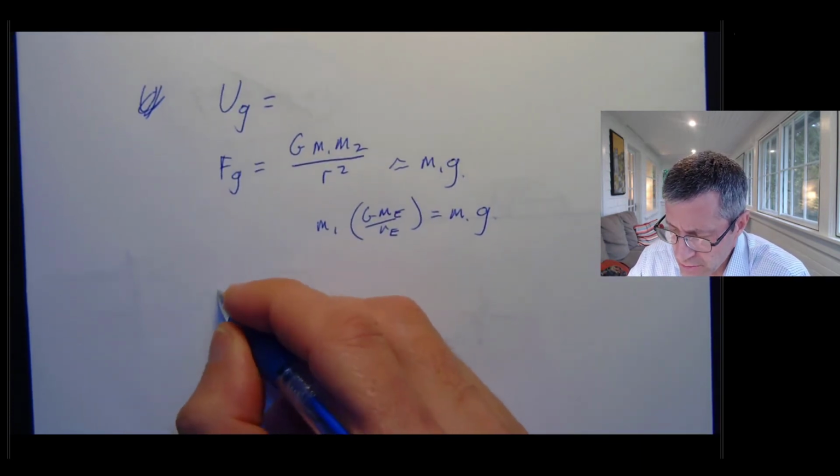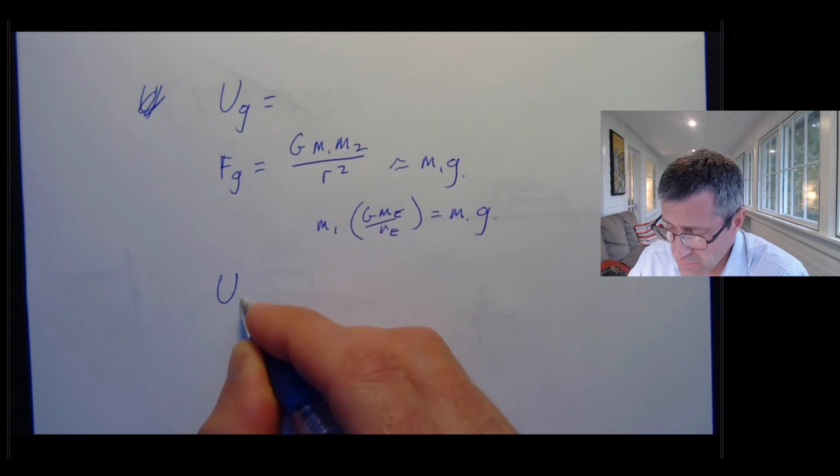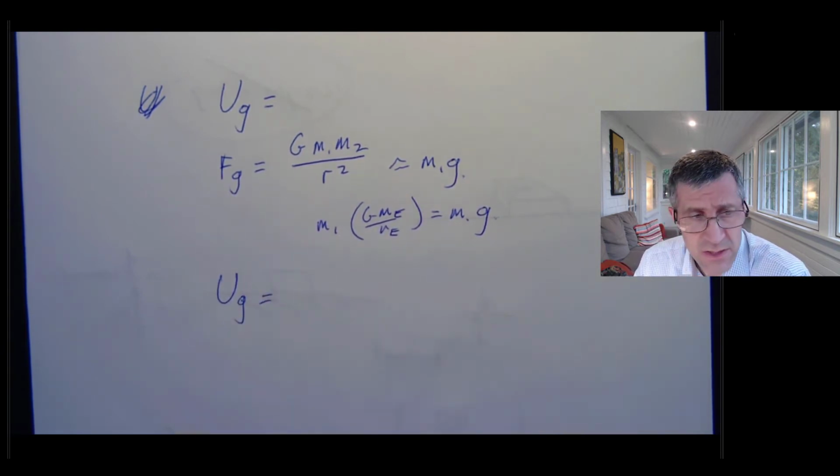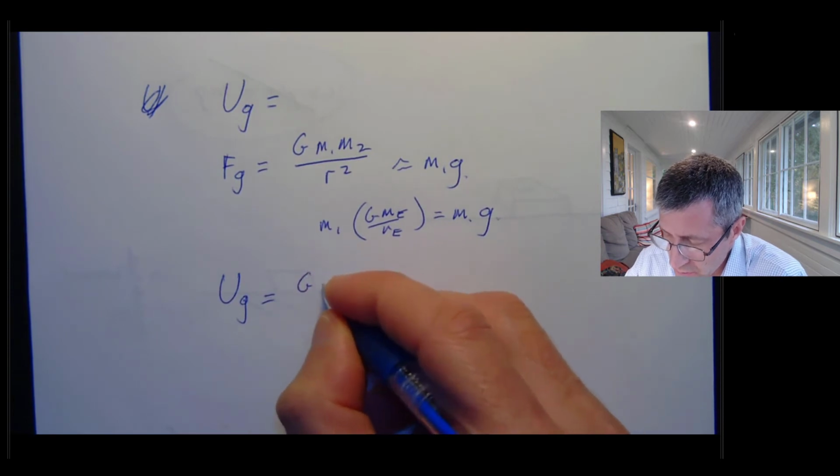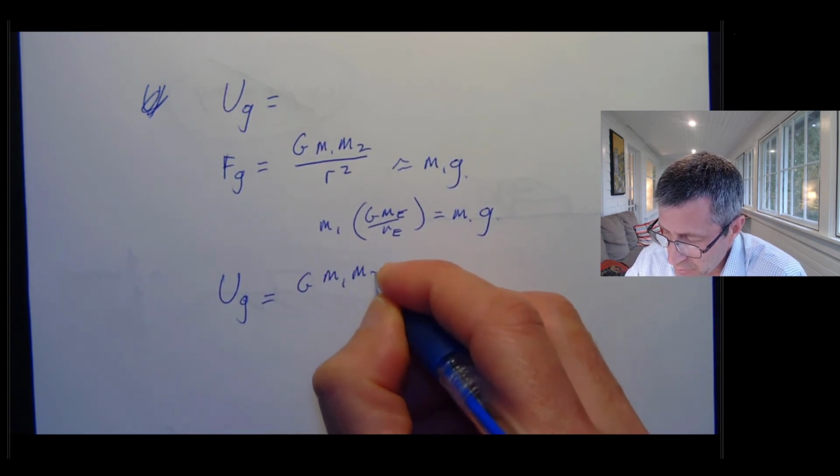For my gravitational potential energy, I'm going to have a very similar thing. I can think of this as force times distance, but my gravitational potential energy for any two masses is going to be similar, where I'm going to have that same constant times the product of the two masses.